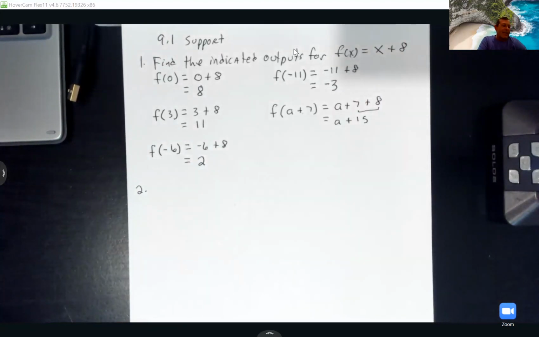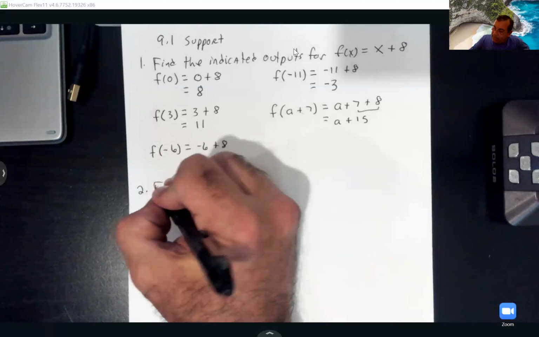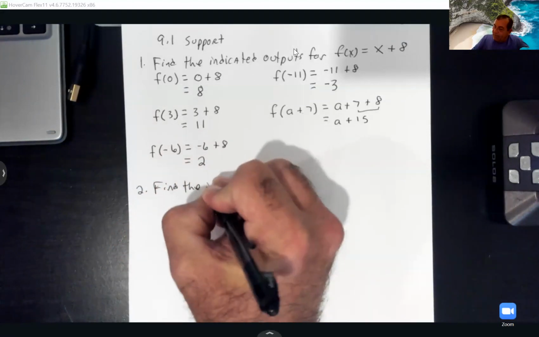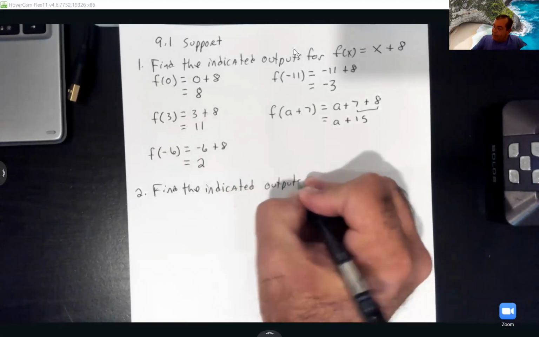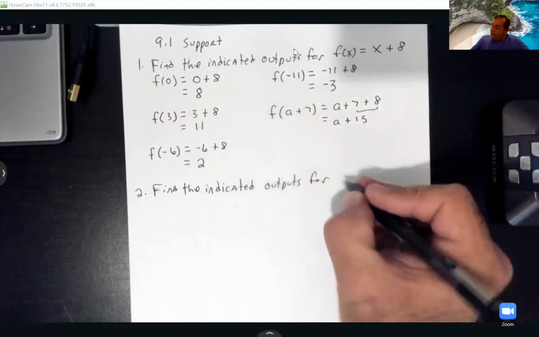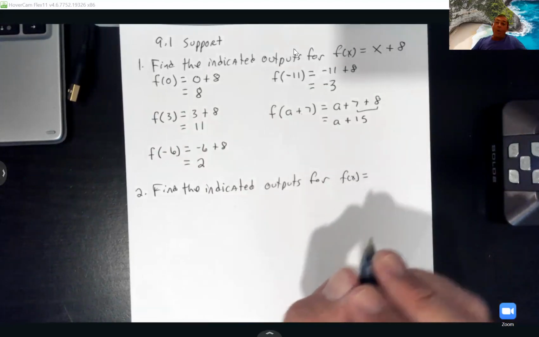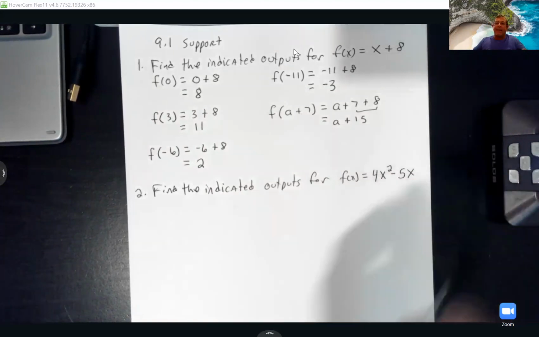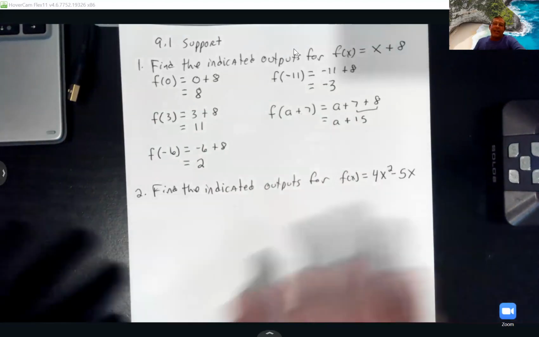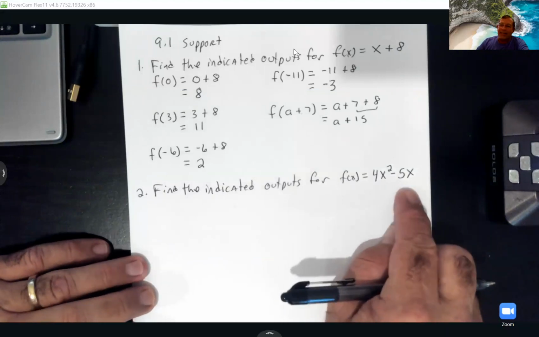All right, then let me see what the second one has on it. On the second one, same thing. Find the outputs for f of x equals 4x squared minus 5x. So I think this is getting you ready for the one we did a while ago where I had 22 squared and all that fun stuff.